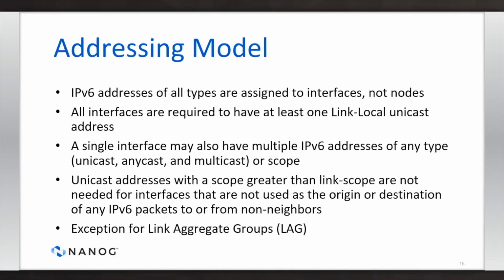Unicast addresses with a scope greater than link local are not needed for interfaces that do not originate or consume packets on their own. So let's say for a minute you have a router, and the router has a loopback address. It consumes packets, so it needs say a GUA address. But all of its interfaces, they can actually get away with having just link locals. There's an exception here for link aggregate group. Sometimes 2 or 3 interfaces behave as one, then they all need their own address.